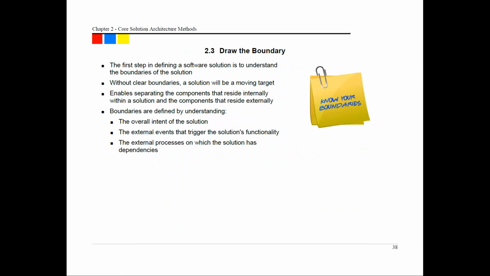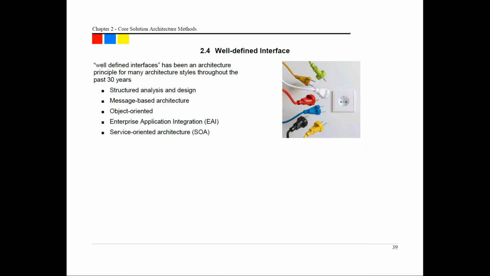So, the first step in defining a software solution is to understand the boundaries of the solution. Without the boundaries, the solution's a moving target and will quite often end up far more complex than it needs to be. So, the boundary of a system separates the internal components from the external components, and is best defined by understanding the overall intent, the external events that trigger the solution's functionality, the external processes that the solution depends on, and what the interaction is at the boundary. And that leads us to the idea of a well-defined interface.